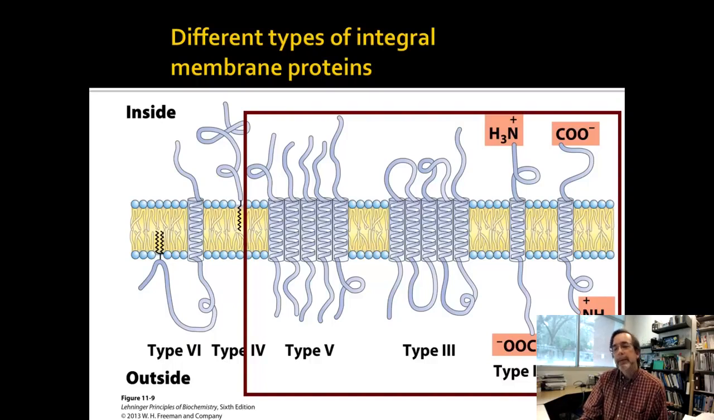Type 1 has the amino terminus on the outside, and you can think of that as the simplest case for us because we always start with the amino terminus. If the amino is outside, it's type 1. If the carboxyl is outside, it's type 2. Then you have type 3, where you have multiple helices that span the membrane. Then you have type 5, where they're not all in one chain like they are in type 3. Type 5 has multiple chains, held together by the membrane itself.